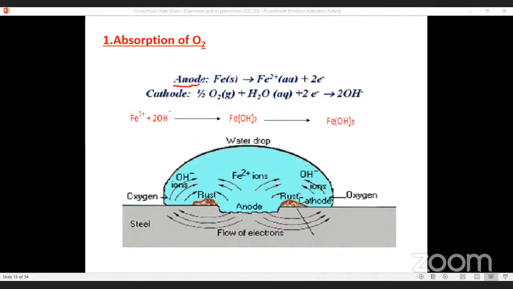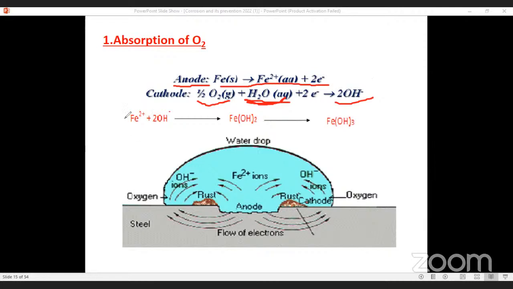So this is the anode. At the anode, the iron releases 2 electrons. Atmospheric oxygen will be there, and water is the electrolyte solution, the aqueous water. That aqueous water absorbs these 2 electrons liberated by the iron metal, and in the presence of oxygen, that produces OH minus, that is, hydroxide ions.